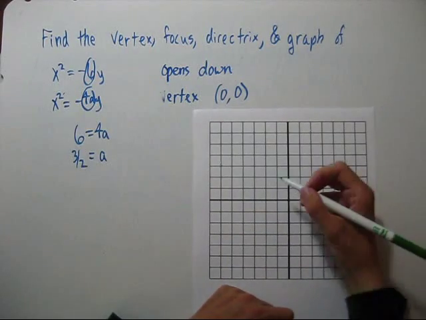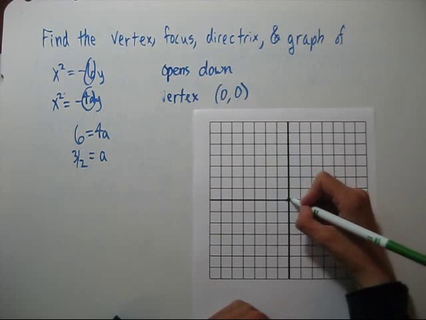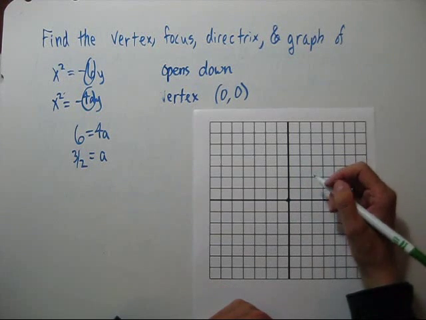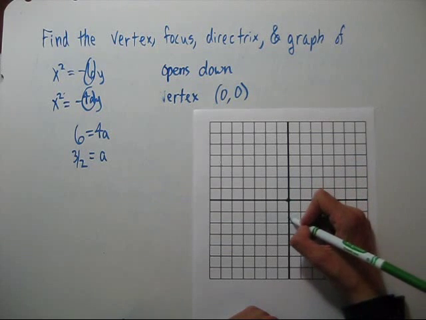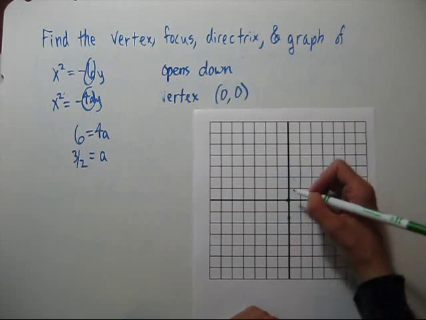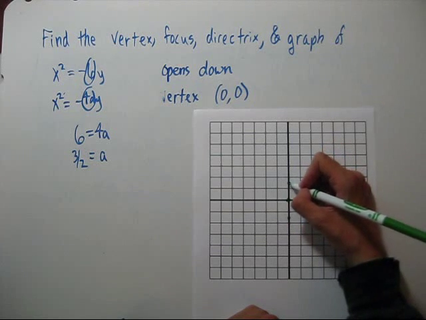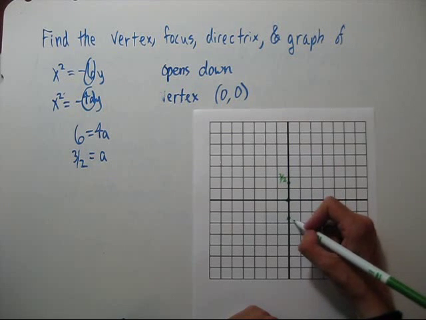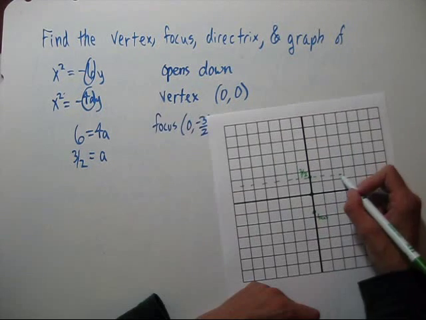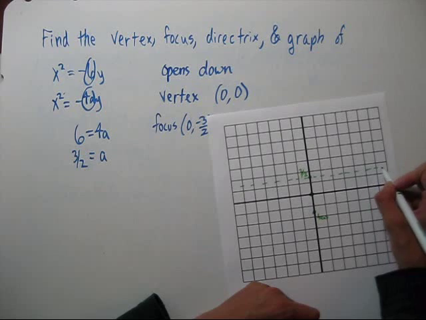Okay, on our graph, we have 0, 0. There's our vertex. Our a is 3/2, so that means our focus and our directrix will be 3/2 away from the vertex. We're opening down, so this point is going to be our focus, and the directrix will be this line.